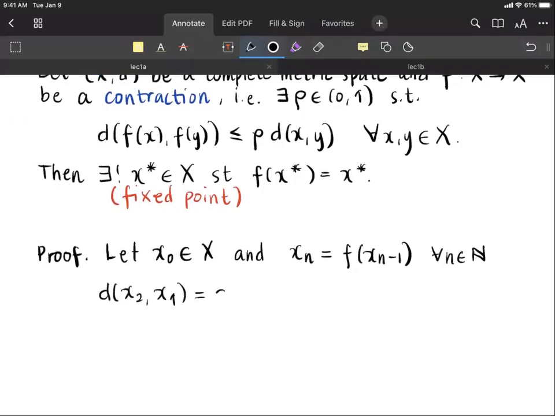By definition, x2 is the image of x1, while x1 is the image of x sub 0. Now I apply the fact that f is a contraction, so therefore this is less than rho times the distance of the points x1 and x0.